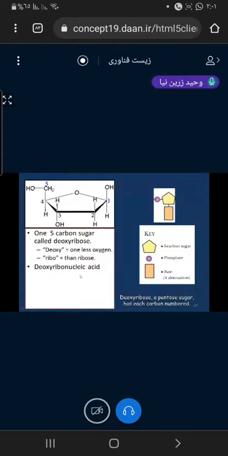Deoxyribose. But what does deoxyribonucleic acid mean? Why do we call it deoxyribonucleic acid? We call it nucleic because it's found in the nucleus. And why do we call it acid? Because it has acidic chemistry characteristics.